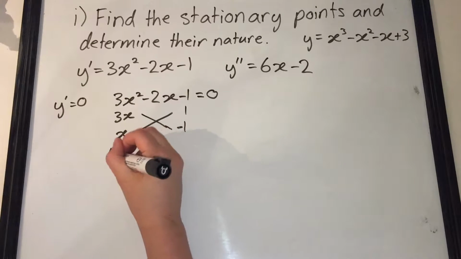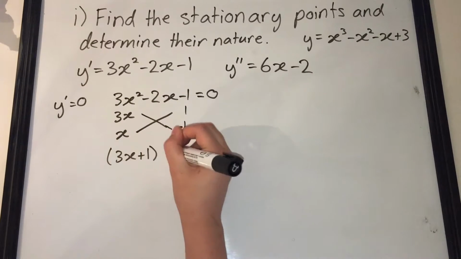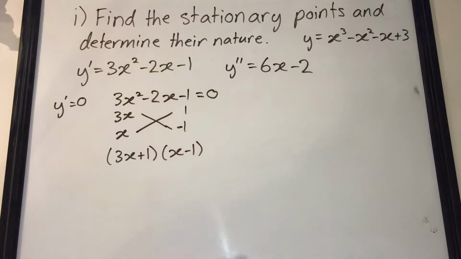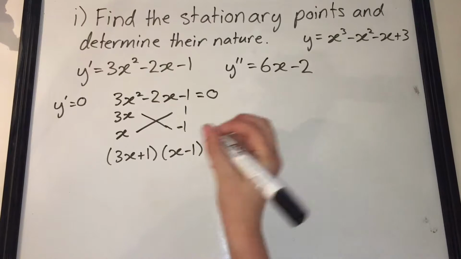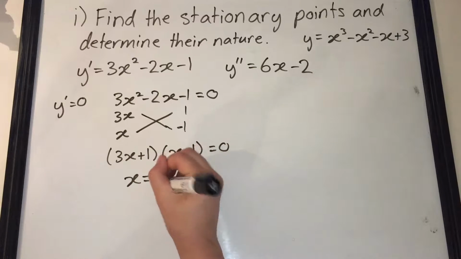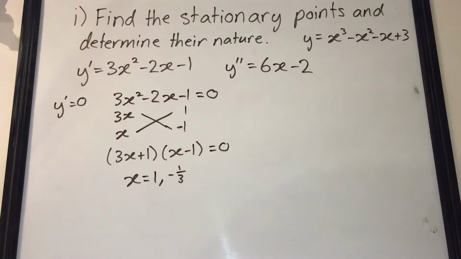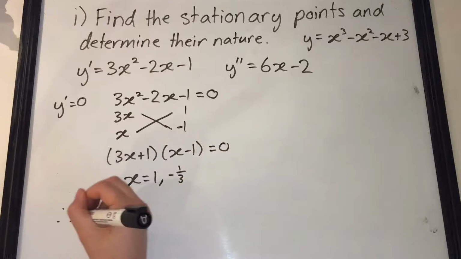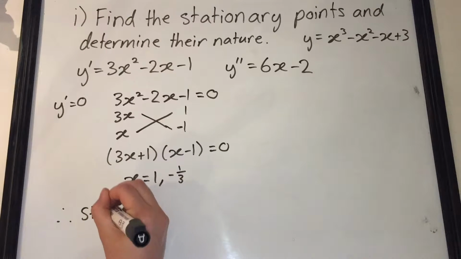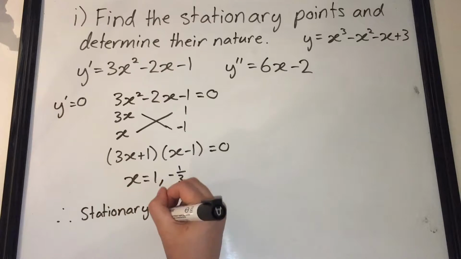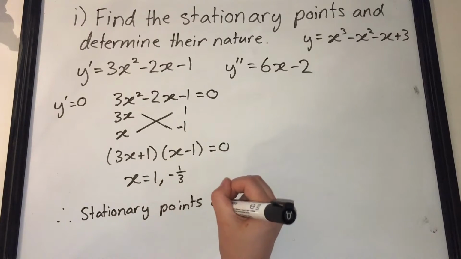Again, this is just to find our x values. So once we factorize, we'll be able to find the x values, and those will be our x values for the stationary points. As you can see, x equals 1 and negative 1/3. After this, we'll be subbing it into our original formula just to find our y values.